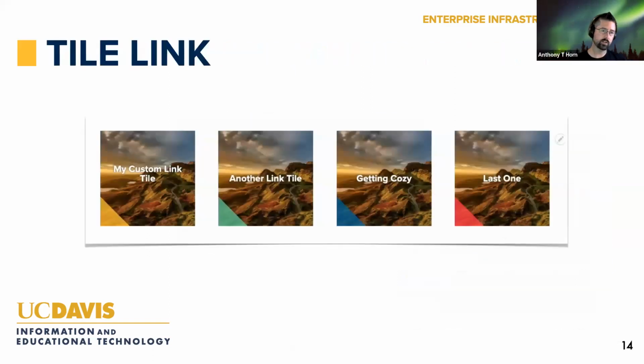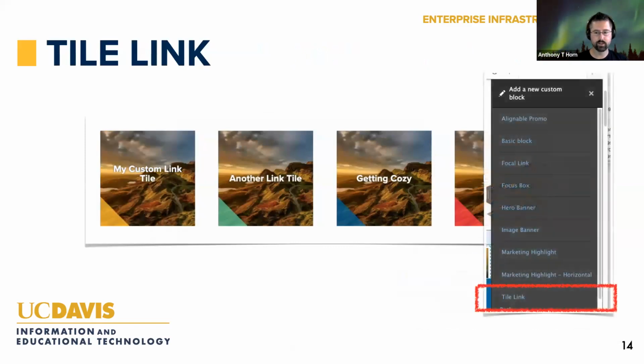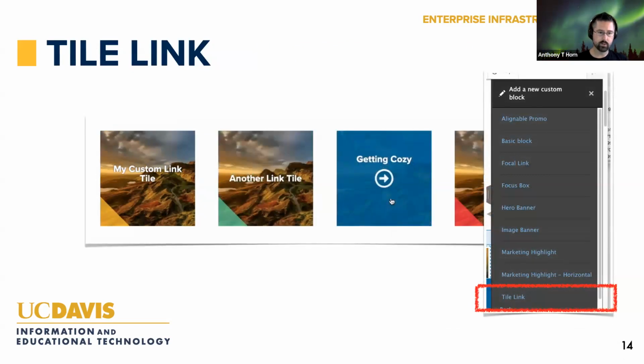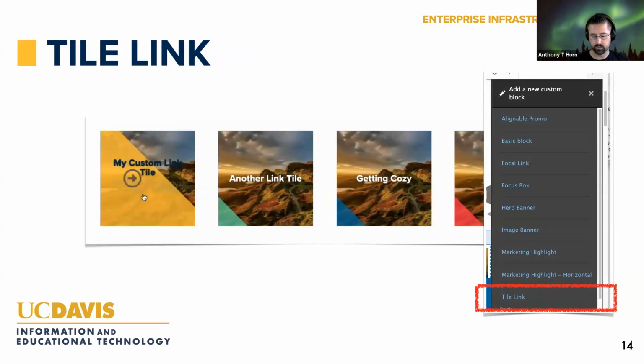And our final one is called a tile link, and you'll see that these are little tiles that can be linked, and they have some fields for a title, some description, which is optional, and again brandable, linkable, and really great for things like horizontal layouts.